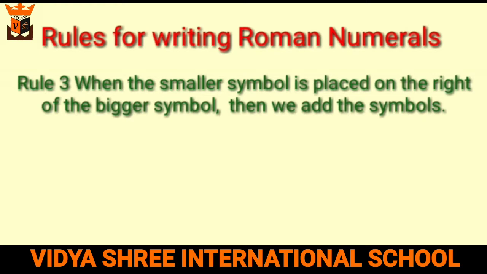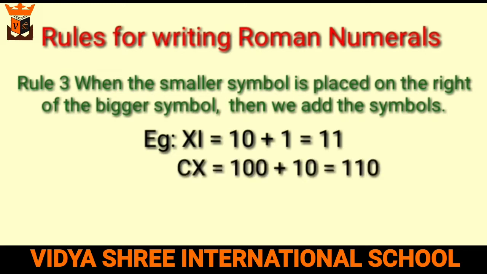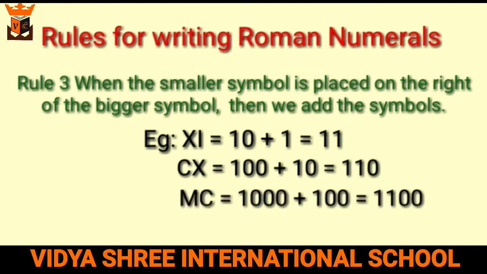Rule number 3. When the smaller symbol is placed on the right of the bigger symbol, then we add the symbols. For example, XI can be written as 10 plus 1, which is equal to 11. CX can be written as 100 plus 10, which is equal to 110. MC can be written as 1000 plus 100, which is equal to 1100.